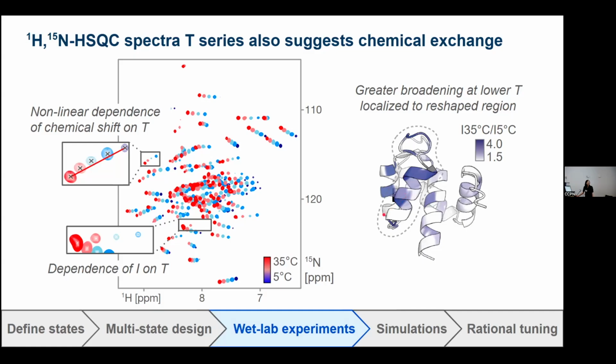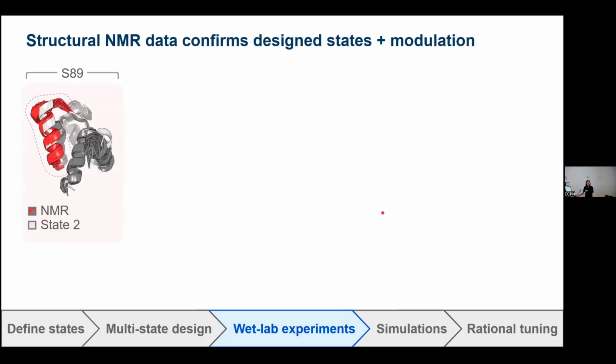And so with this promising preliminary data, we then decided to try and solve the structures of these designs with NMR. And so here I'm showing the structure for design S89, which again was predicted by AlphaFold to adopt state 2 with very high confidence. And you can see that the NMR ensemble in red agrees really well with our computational model for state 2.